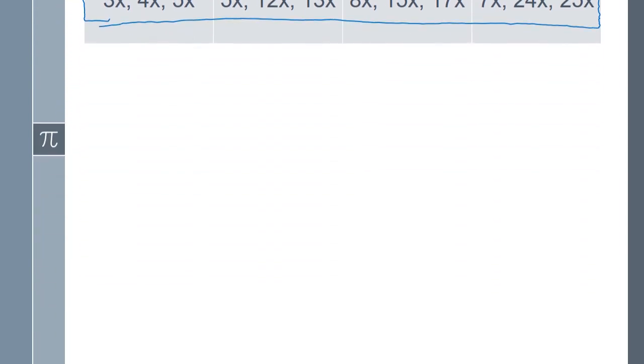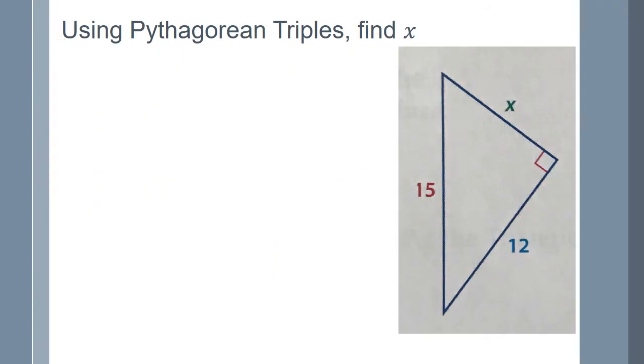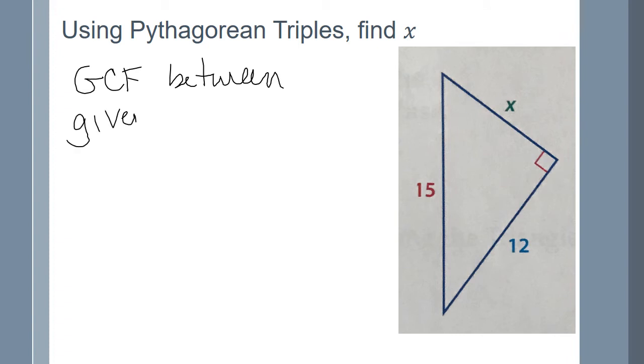Now, hey, let's insert some awesome Pythagorean triple example problems here. So we want to use this here, right? So the way I would do this is the first thing I want to look for is a common factor, the greatest common factor between the given values, right? So what number goes into both 15 and 12 evenly, and that would be 3.